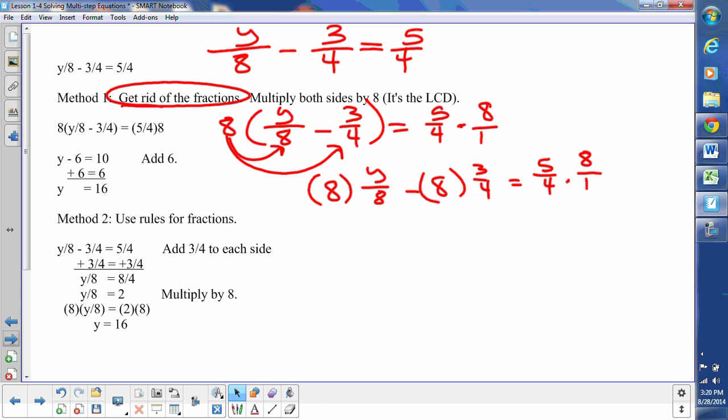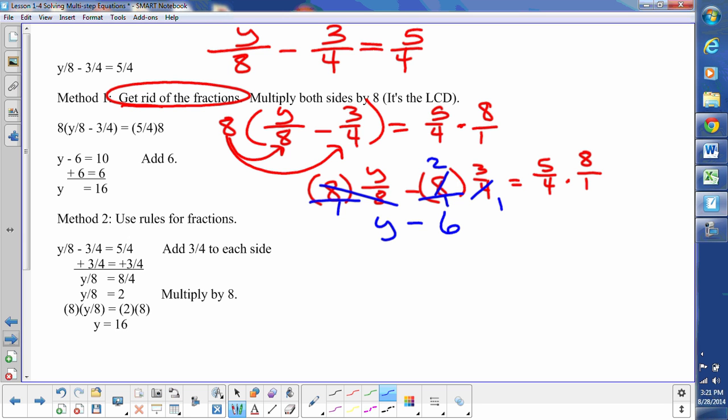I have some common factors. For my 8 times y over 8, I have a common factor of 8. The 8's cancel, and I'm left with what? Minus, I have 8 over 1 times 3/4. My common factor is 4, leaving me with 2 over 1 times 3 over 1. Well, 2 times 3 is 6. It gives me y minus 6 equals, again, I have a common factor of 4. 4 divided by 4 is 1. 8 divided by 4 is 2. 5 times 2 is 10.